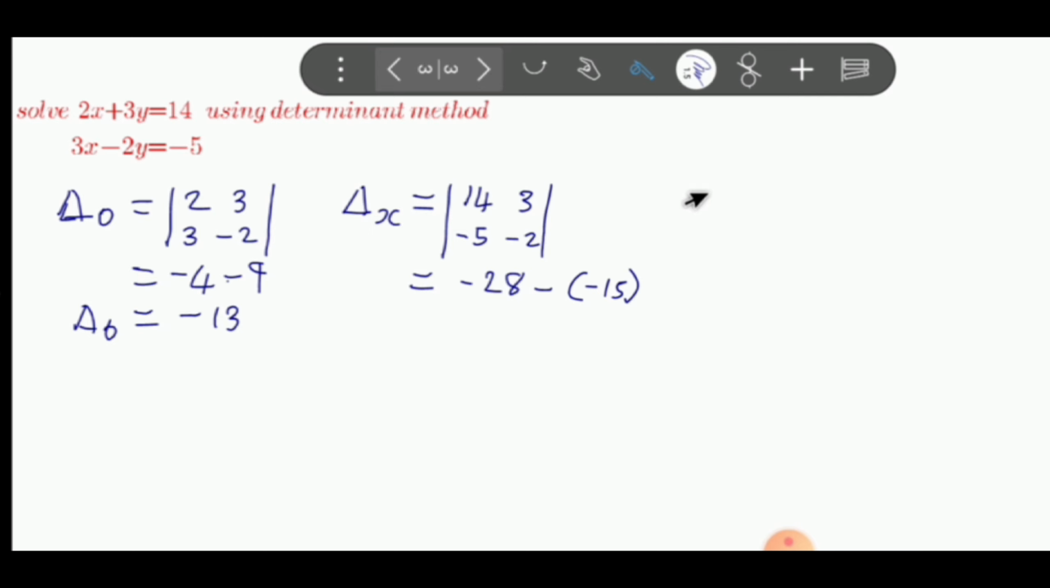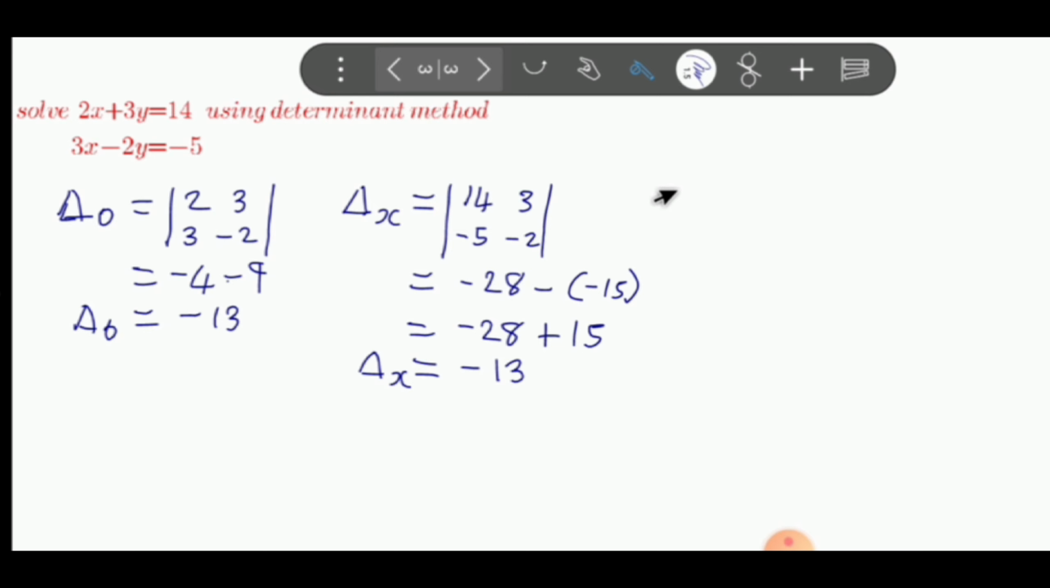So here will now be minus 28. Minus times minus, that's plus. So minus 28 plus 15 will give us minus 13. So change in x will give us minus 13.